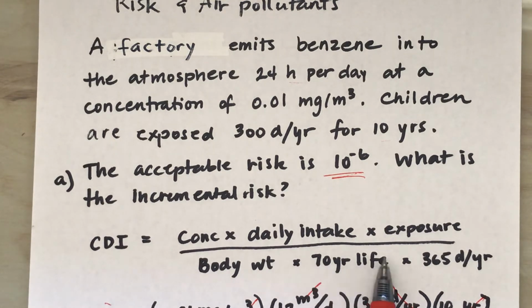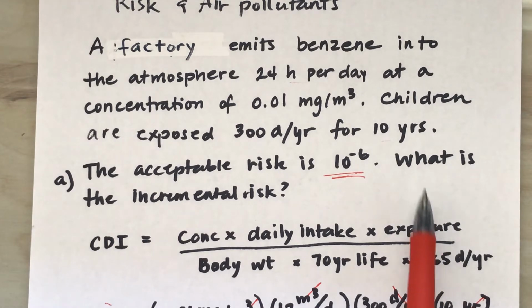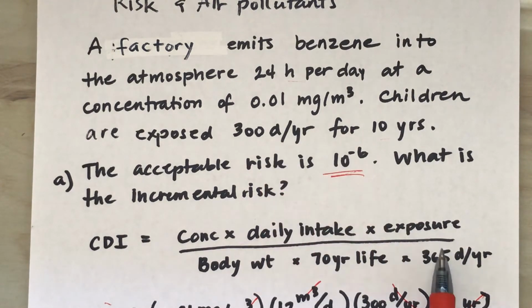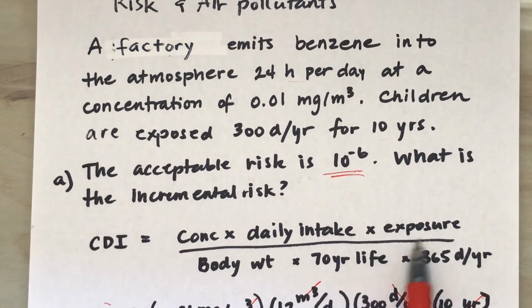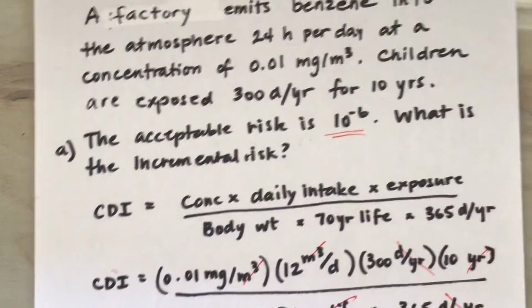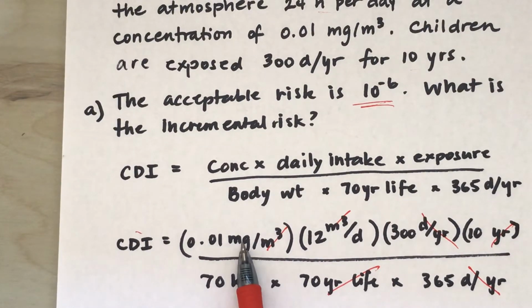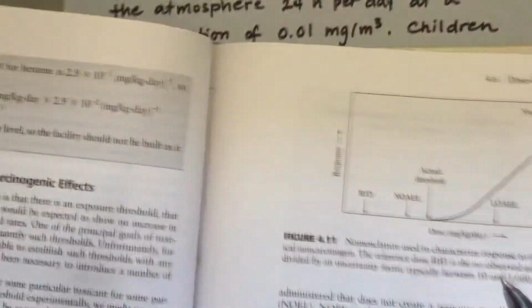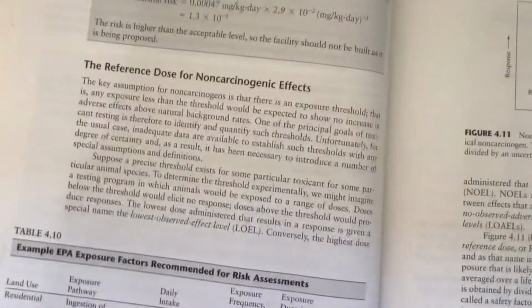That's just the average life expectancy. Doesn't matter if it's a child or an adult. 365 days per year, that's just, our exposure is 10 years out of 70, and 300 days out of 365, okay? That's how we get these in the denominator here. All right, so what we're going to have, we know our concentration, 0.01. This intake rate, that's what we're going to get from table 410.